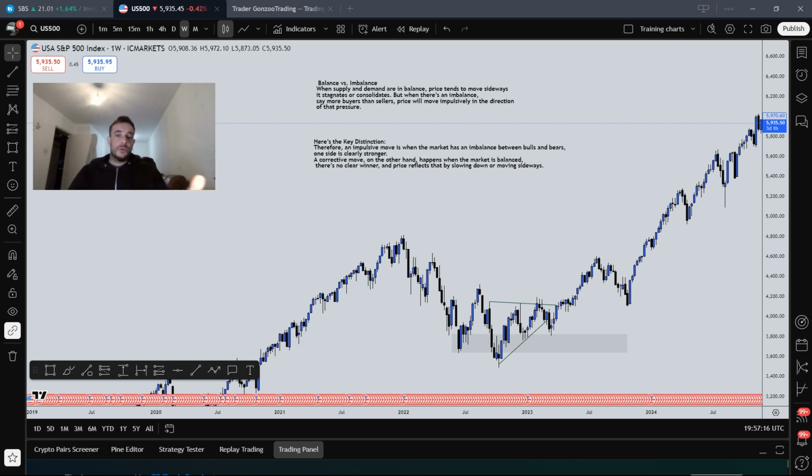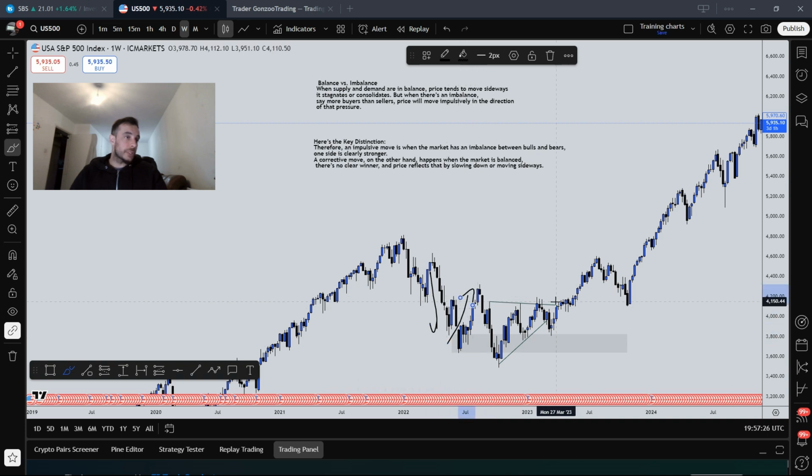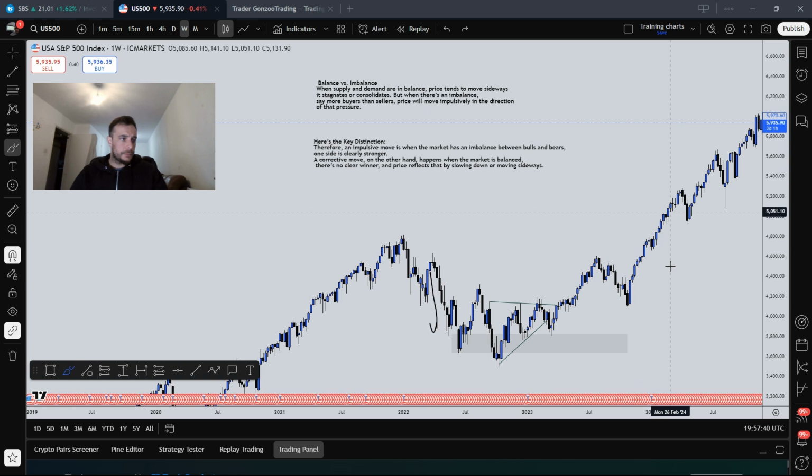So, what does an impulsive move look like? As I've explained before, an impulsive move is when the price moves very strongly to one side of the chart, either up or down. And a corrective move is when the price moves sideways. So, as you can see here, we formed a pattern to the downside. That's a corrective move. And then we broke out of that pattern and moved upwards. A corrective move, as I've said before, is just when the market is moving sideways.